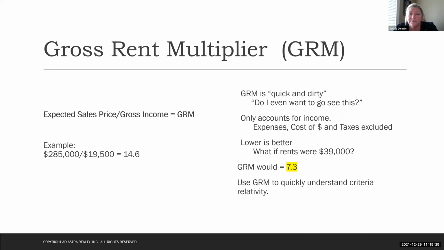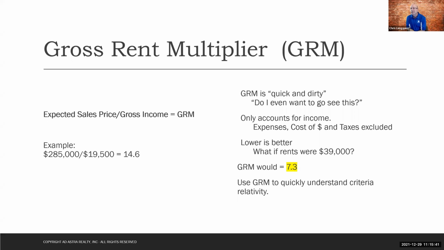Which is lower, which is what we want. Because then it only takes 7.3 times the rents to pay for the house. Follow me there? So that is a quick and dirty way of just seeing where the house ranks.